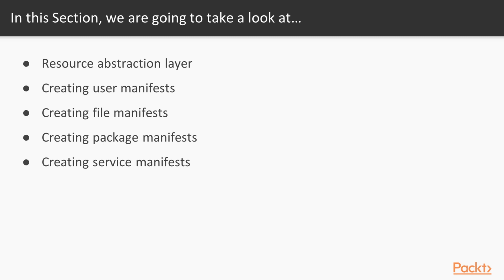Then we will start with Puppet programming by first defining the nodes. Then we will go ahead and learn what are user manifests. After that, we will in individual videos look into what are file manifests, service manifest, and package manifest.